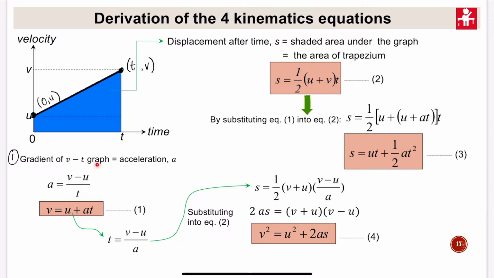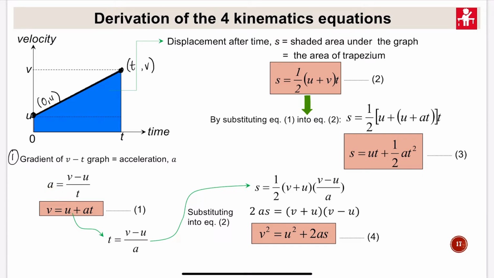So gradient of the graph equals acceleration. So acceleration equals v minus u over t minus 0. So here is the equation of acceleration: a equals v minus u over t. So make v as a subject. So we will obtain v equals u plus at.